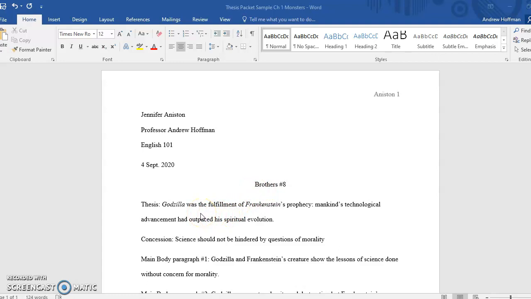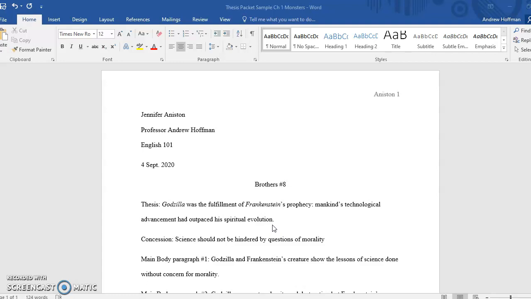Okay, what's going on with these two? Godzilla is a fulfillment of Frankenstein's prophecy: mankind's technological advancement had outpaced his spiritual evolution. Single sentence, the argument, because it does take on Godzilla and Frankenstein, right? So the thesis has both Godzilla and Frankenstein. Remember, of course, Frankenstein is the doctor. But Frankenstein's prophecy is a relationship to the work itself.